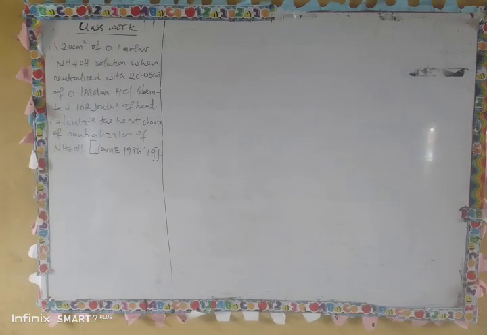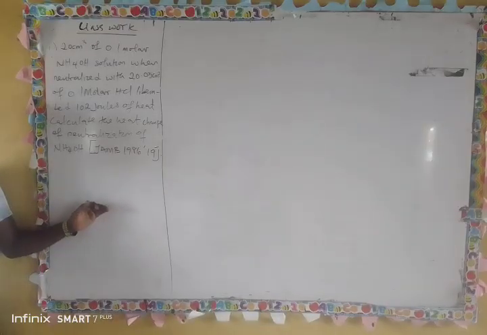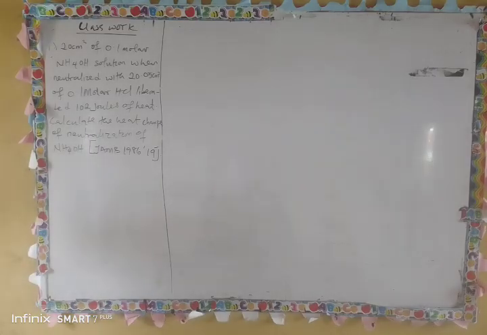Yes, let's look at the classwork to back up the experiment we just performed in the previous video. This is a JAMB question of 1986, question 19. 20 cm cube of 0.1 molar NH4OH solution, when neutralized with 20.05 cm cube of 0.1 molar HCl, liberated 102 joules of heat. Calculate the heat change of neutralization of NH4OH.